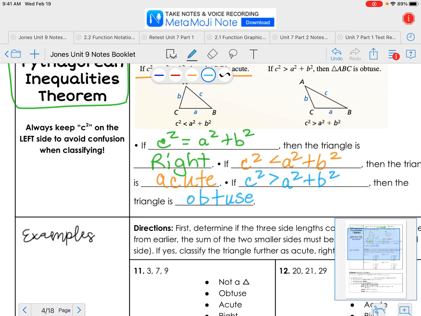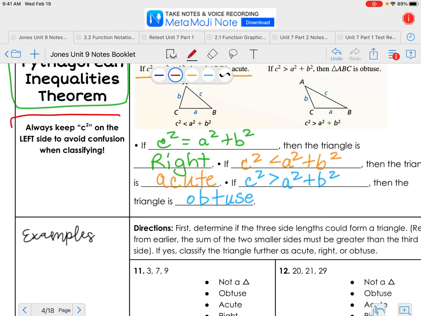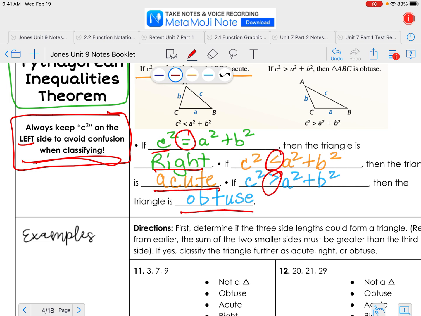Now, in order to avoid confusion, we need to do the c squared first. Keep it on the left. So I did the c squared. If it's equal, it's right. If it's less than, it's acute. Makes sense, right? If it's greater than, it's obtuse.